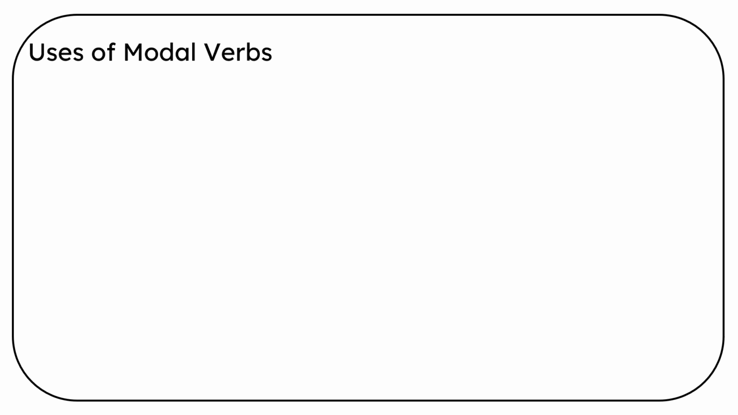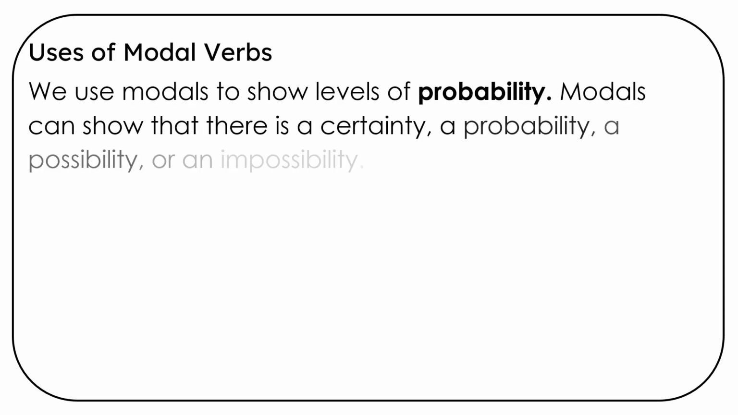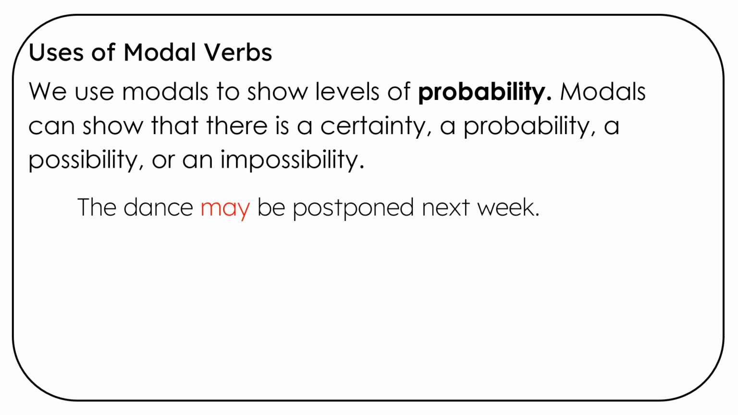Uses of modal verbs. We use modals to show levels of probability. Modals can show that there is a certainty, a probability, a possibility, or an impossibility. The dance may be postponed next week. That's showing that there's a possibility the dance may be postponed.